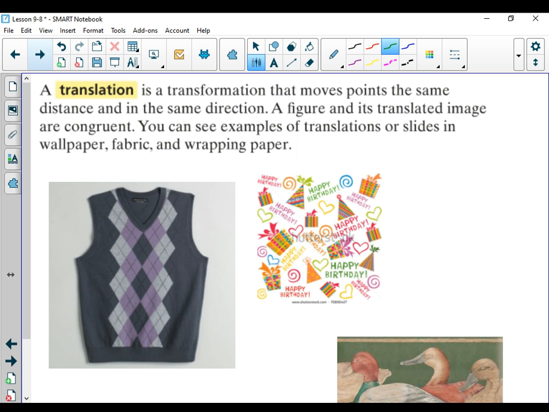So today's translation moves points the same distance and the same direction. Translations move points the same distance and the same direction.